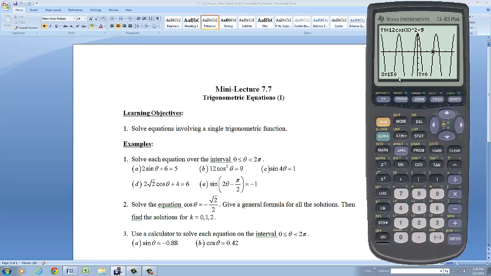Stop right there. Notice 150, y equals 0. 150 is a 0, so it's a solution. That's another answer. Keep on going. Remember, we want it to be less than 360. Stop right there. Notice again, 210, y equals 0. 210 is another solution. Keep going.